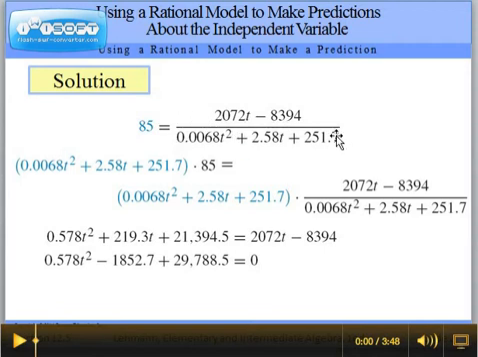Then I need to multiply both sides by the LCD. Since there's only one denominator, I multiply both sides by that. On the right-hand side, these will cancel. On the left-hand side, I'll distribute the 85 through, giving me this. Since this is a quadratic, I need to set it equal to 0. I'll subtract this from both sides and add 8,394, giving me this equation equal to 0.